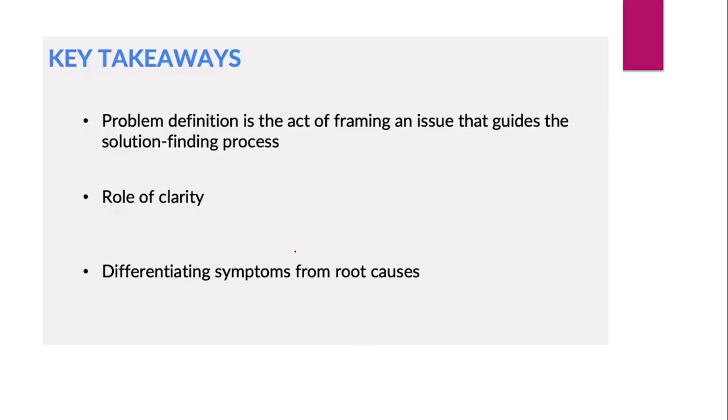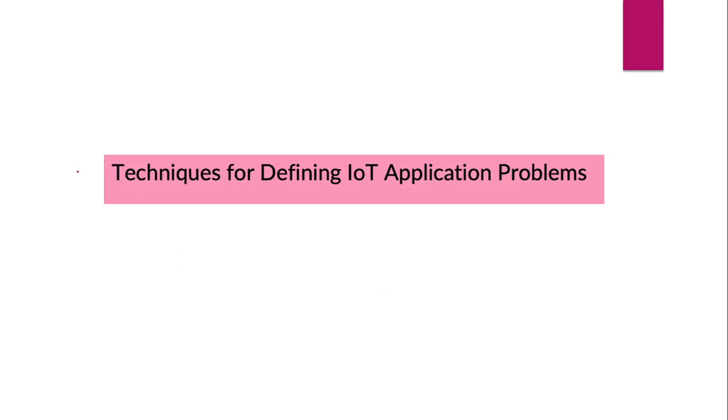And here, key takeaways. From the previous slides, you are able to understand the meaning of problem definition, the role of clarity between you and the team members, how to differentiate the symptoms from the root cause, and how to analyze everything from the root cause. Next, techniques for defining IoT application problems. What are the different techniques to define problems in IoT applications?